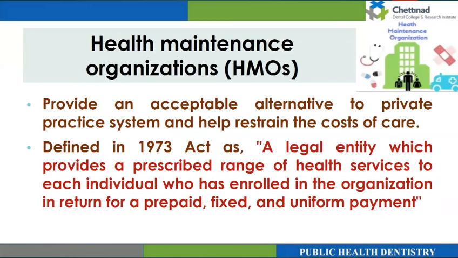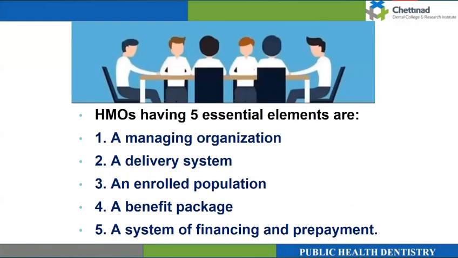Now coming to health maintenance organizations, it provides an acceptable alternative to the private practice system and helps restrain the cost of care. It was defined in the 1973 Act as a legal entity which provides a prescribed range of health services to each individual who has enrolled in the organization in return for a prepaid, fixed and uniform payment. A health maintenance organization has five essential elements: the managing organization, a delivery system, an enrolled population, a benefit package, and a system of financing and prepayment.